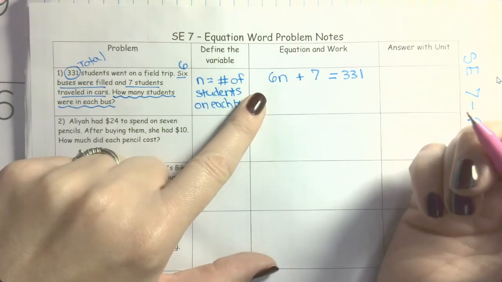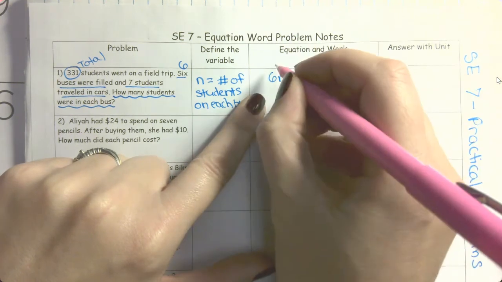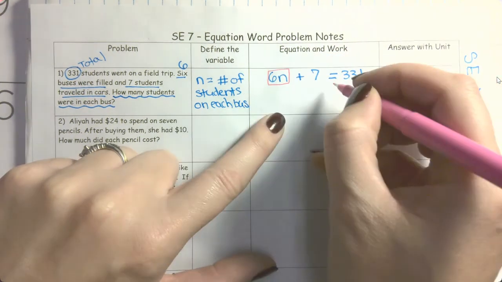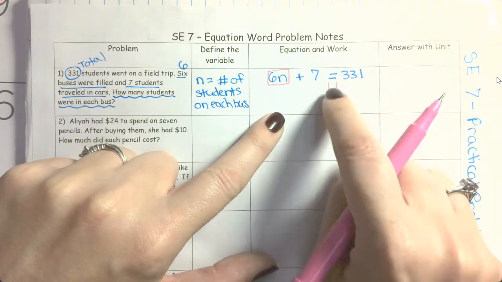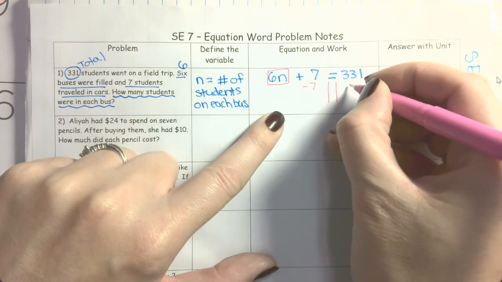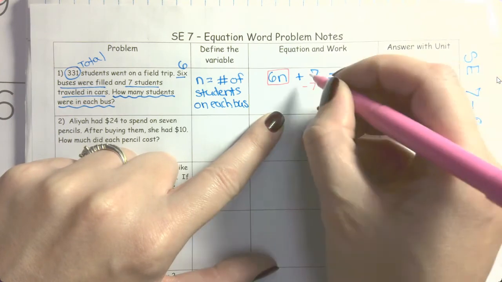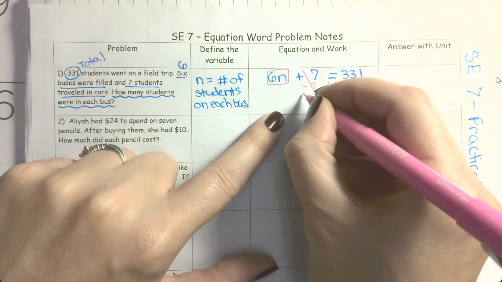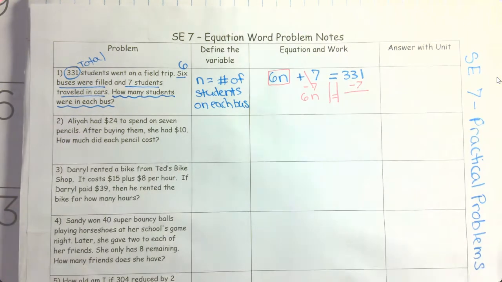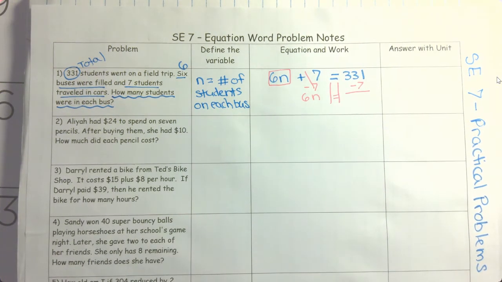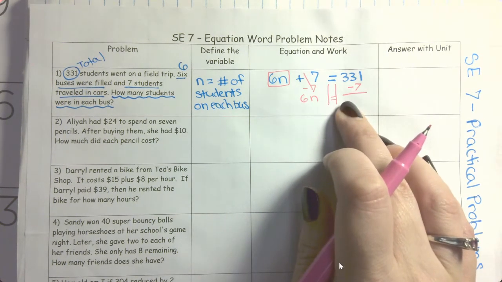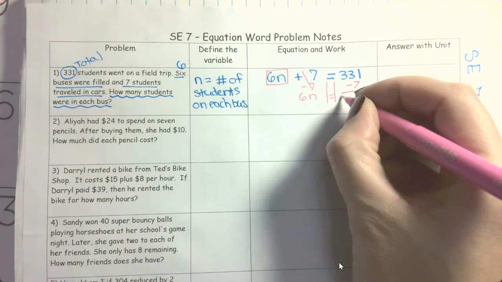So if I use the boo-boo method for this, I would start by boxing in my variable and what's with it. Draw my railroad tracks. I would want to get rid of the plus 7, so I would subtract 7 from both sides, and this cancels. Then I have 6n is equal to, and I would have to do 331 minus 7, and you can use Desmos for all of this, but I've already worked this out. So this would be 324.